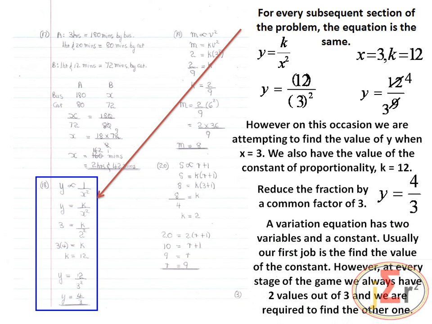A variation equation has two variables and a constant. Usually our first job is to find the value of the constant. However, at every stage of the game, we always have two values out of 3, and we are required to find the other one. So no matter what, in a variation problem, we can always move on. We have nothing to prevent us, because we only have 3 symbols, and we always have the values of 2 of them. All we need to do is find the value of the other one.